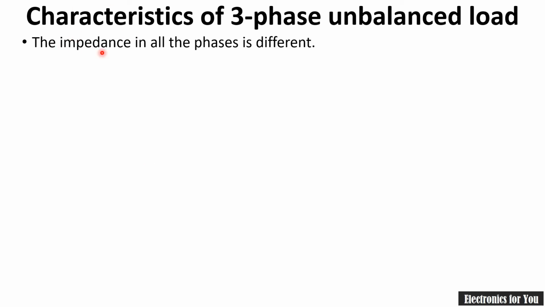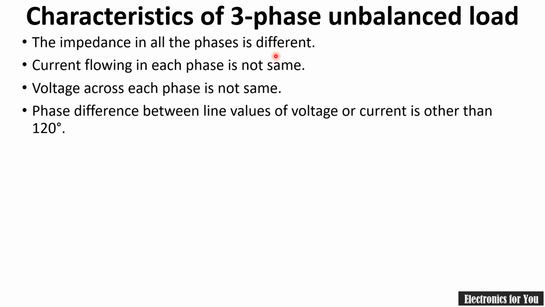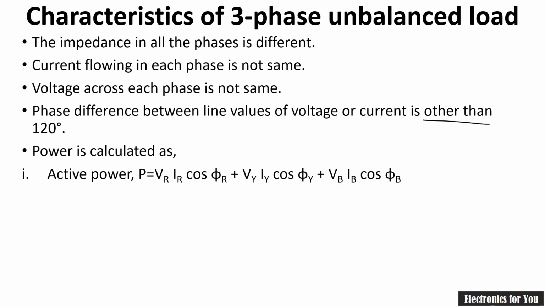Now let us see the characteristics of a three-phase unbalanced load. Since it is an unbalanced load, the impedances will be different. Similarly, the current flowing will be different. Similarly, the voltages will also be different, and the phase difference will not be 120 degrees. That is, the phase difference will be other than 120 degrees.